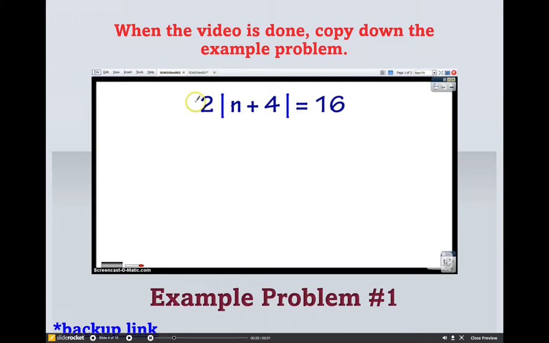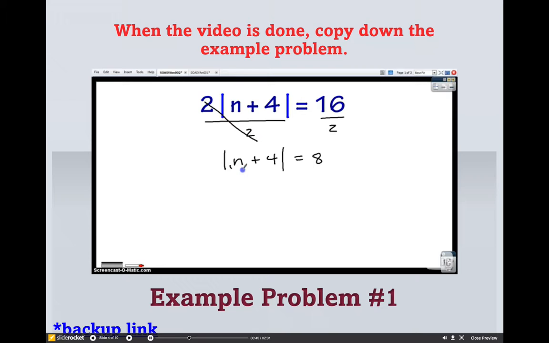So anytime we multiply by 2, the opposite, of course, would be to divide by 2. What I do to one side, I do to the other. And now we've got the absolute value part of the problem isolated: absolute value of n plus 4 equals 8. And now we can think about it logically in terms of absolute value, positives and negatives.